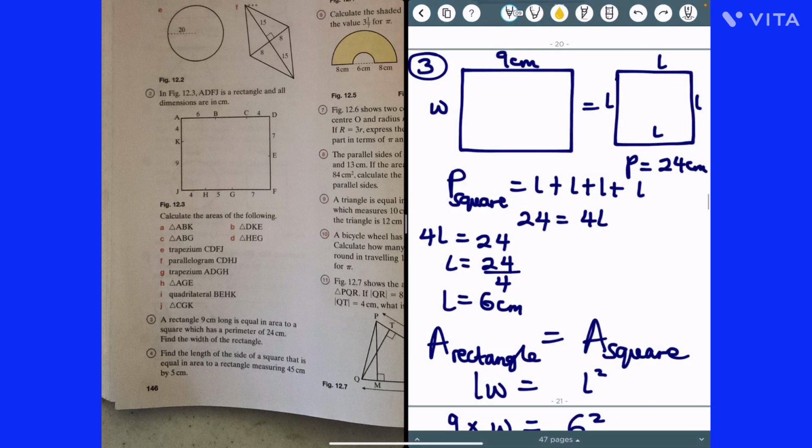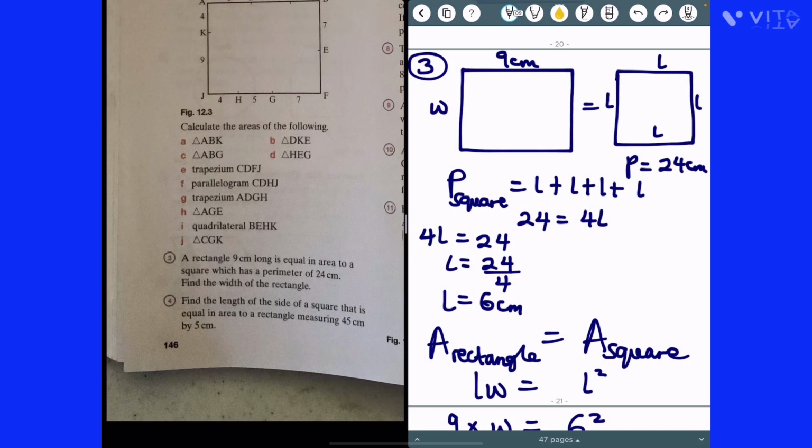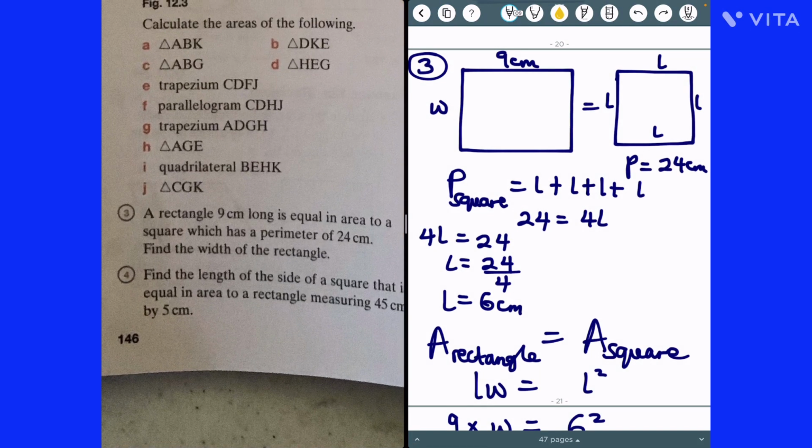Now, question 3 says, a rectangle 9 centimeters long is equal in area to a square which has a perimeter of 24 centimeters. If the perimeter of the square is 24 centimeters, what will be the length of the square?